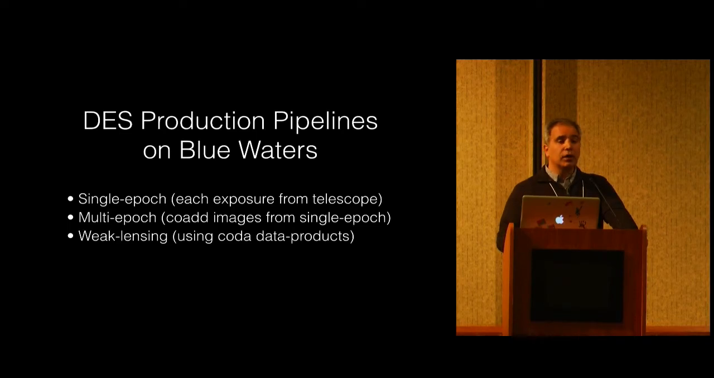Which pipelines are those? The single epoch pipelines. These are the individual exposures that are coming from the telescope. We've also been able to run what we call the multi-epoch pipeline, which is grabbing all of the individual exposures, combining them, and making deep catalogs. And then the weak lensing, which is extremely time-consuming, we were able to run in a couple of weeks, something that would take months to run in any other cluster or ad hoc cluster. And this has been done with a fairly modest allocation of 120 kilonode hours.